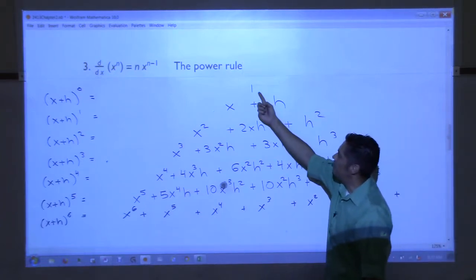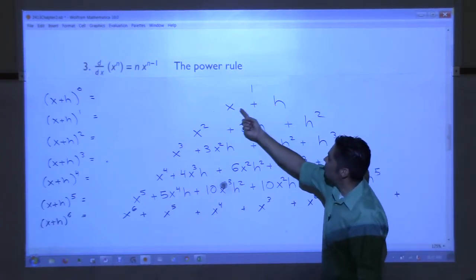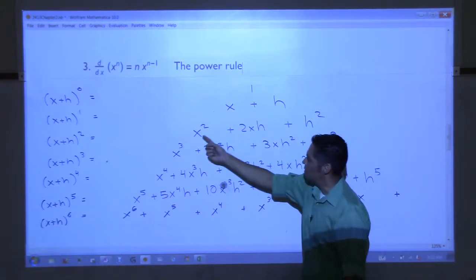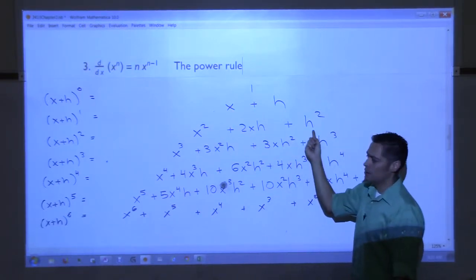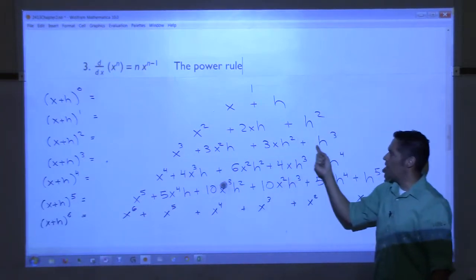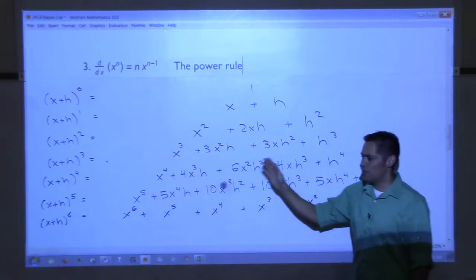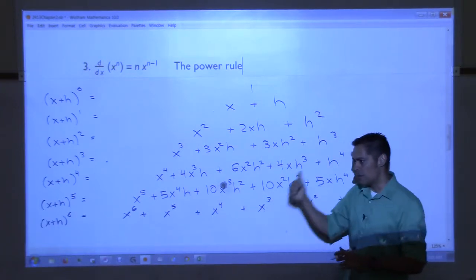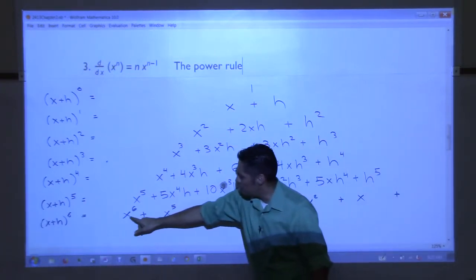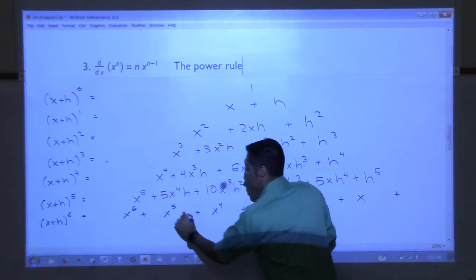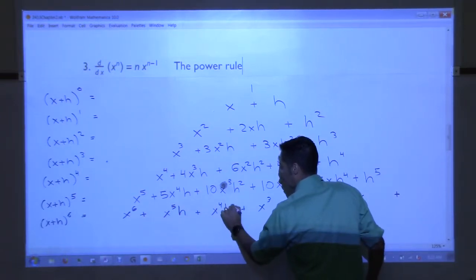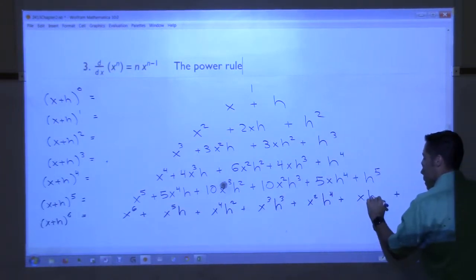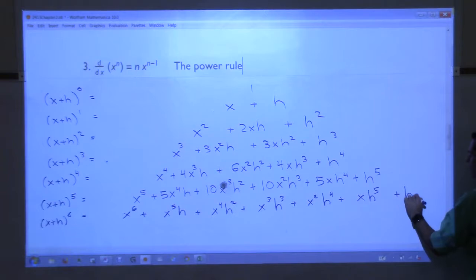Now let's look at the h's. How many h's do I have here? None. Then, moving from left to right, I have no h's, then one h. No h's, an h, then an h squared. No h's, an h, h squared, h cubed. Aren't the h's doing the opposite of what the x's did? Instead of the powers coming down, the powers go up. So I should have no h's here, then a single h, h squared, h cubed, h to the fourth, h to the fifth, and the last one should be h to the sixth.